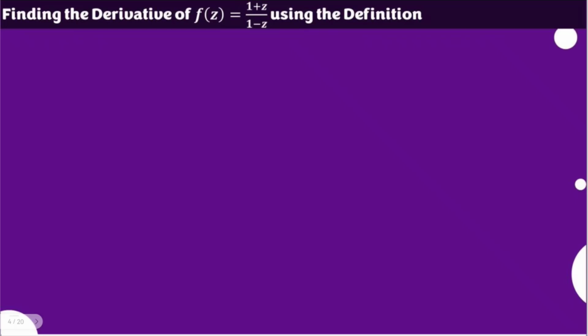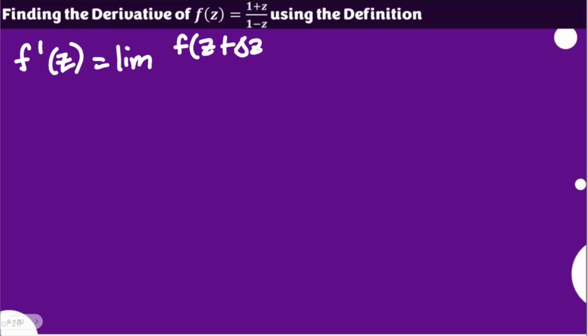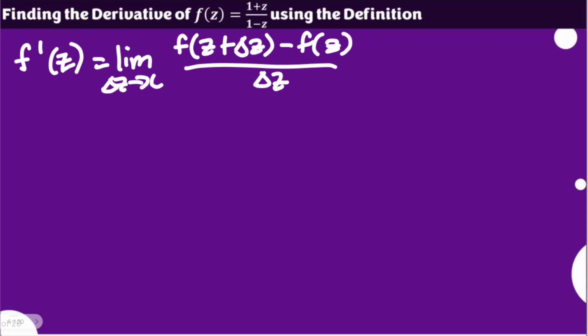The definition for a derivative of a complex function is equivalent to, okay, this one here: the derivative f prime of z is equal to the limit of f of z plus delta z minus f of z, all over delta z, as delta z approaches 0. If the limit exists, then the derivative exists. But of course, as delta z approaches 0, this will be undefined. Hence, we'll be applying some mathematical operations later on in order for us to simplify that further.